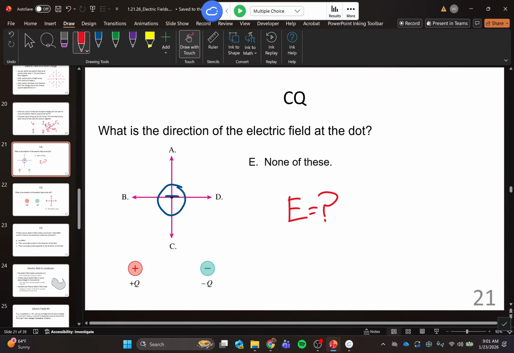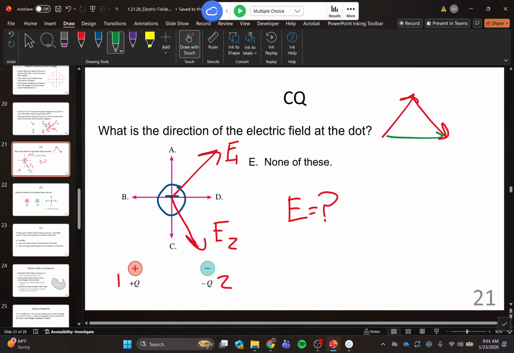Fields point away from positives and they point towards negatives. So the field's going to point up to the right due to charge 1. We're going to call that E1. It's going to point down to the right due to charge 2. That's called E2. Now, my arrows here aren't perfect. But if we do our tip-to-tail method, one's up right, one's down left. Which way is my field? To the right.